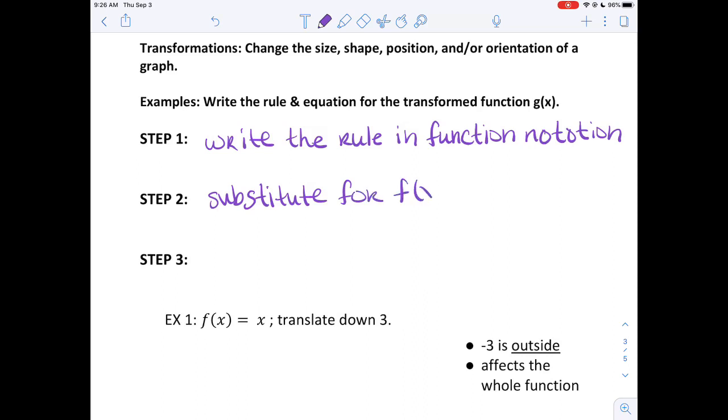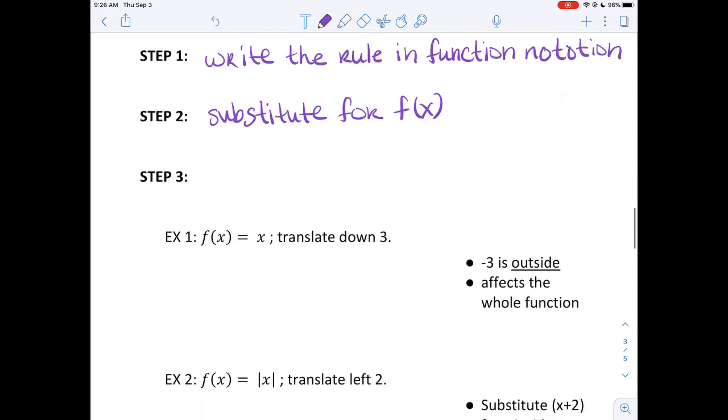And then step 3, which will actually come into play more in the next lesson, but I want to go ahead and note it here. We will distribute and/or simplify. And by simplify, I mean maybe combining some like terms, something like that. And so I'm going to say if needed.